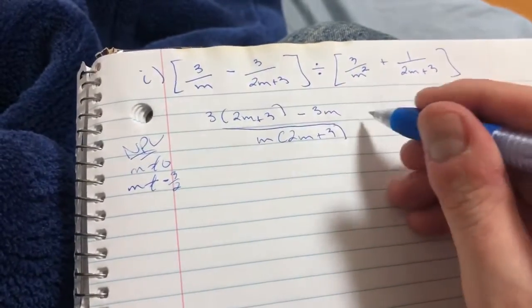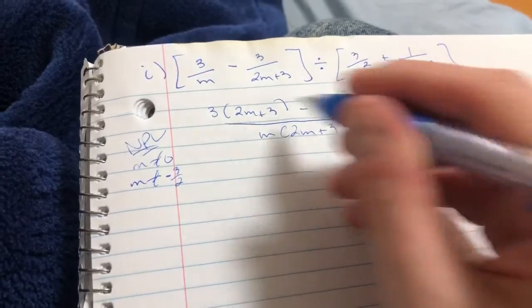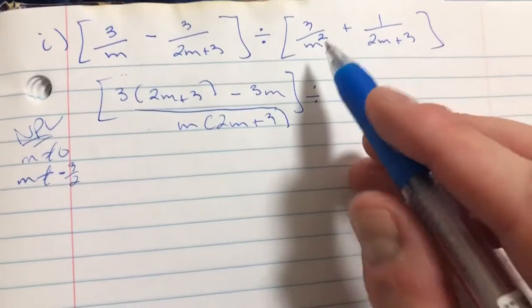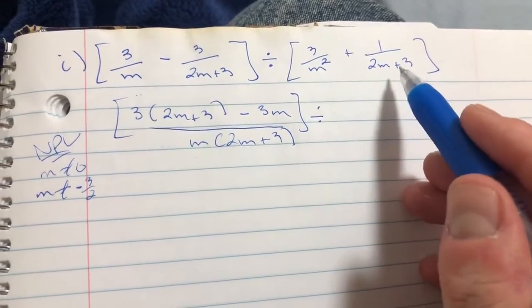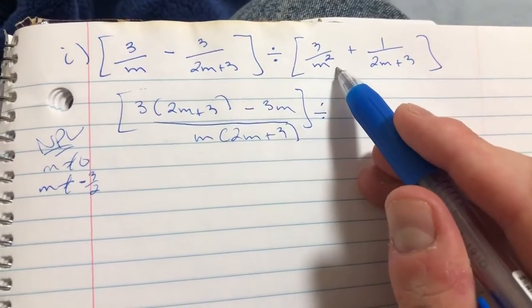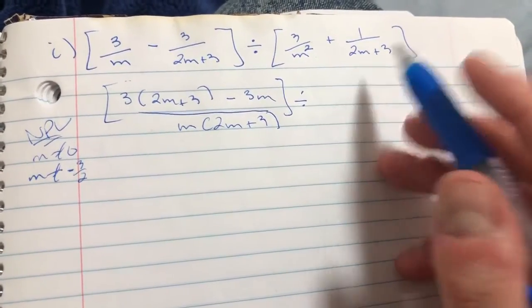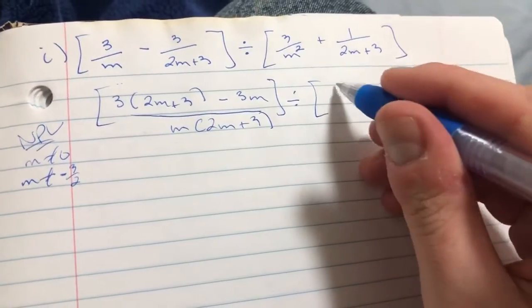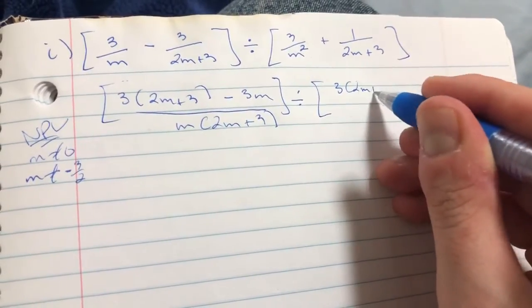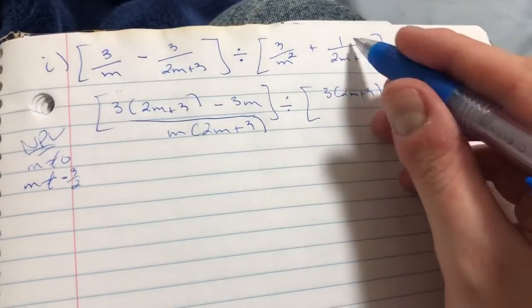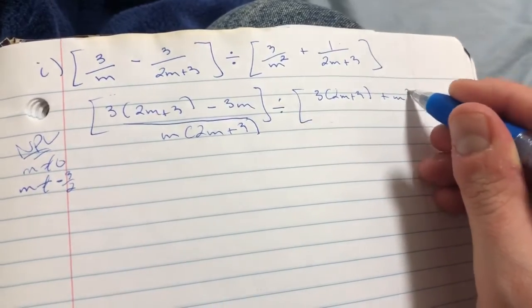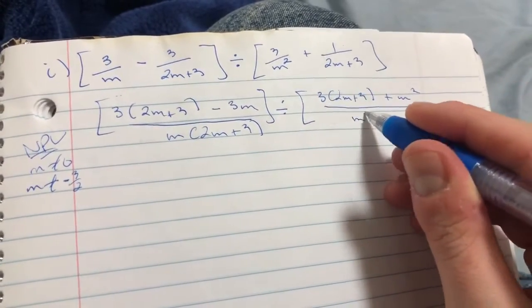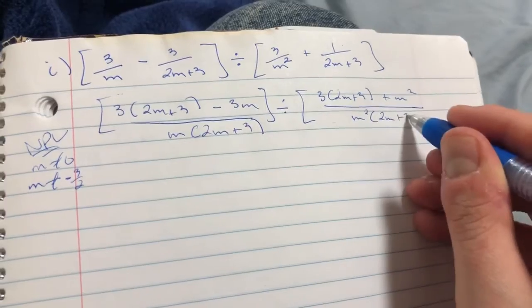And then, of course, we can distribute, but why don't we simplify what's going on over here, right? Yeah, we see that this has a factor of m squared. It needs a factor of 2m plus 3, so we're going to take the numerator and the denominator and multiply it by 2m plus 3. Okay, so 3 times 2m plus 3. And then, of course, we're going to take this numerator and denominator and multiply it by m squared. So m squared over m squared times 2m plus 3.